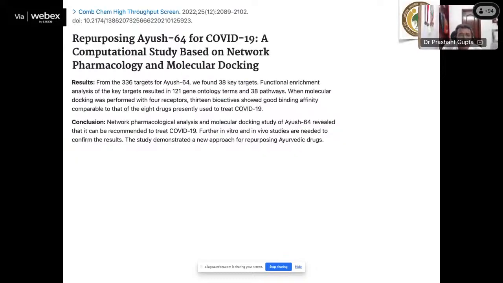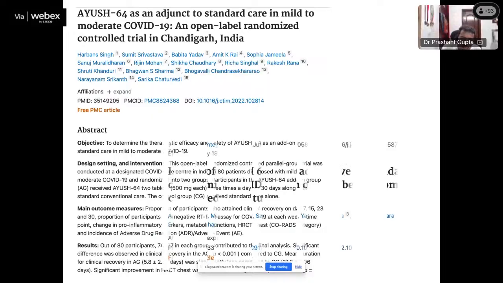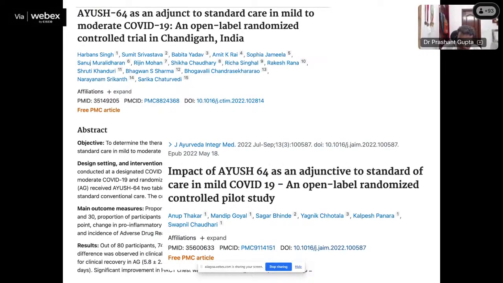Then again, a paper on AYUSH 64 with network pharmacology and molecular docking. This is also a good journal, although the impact factor is 1 or 2, but this paper also gave a base for the clinical trial. And then you can see AYUSH 64 as an adjuvant to standard care in mild to moderate COVID-19. What I'm trying to say, again, a paper: an open label randomized control pilot study.